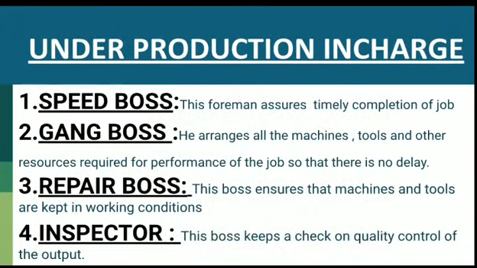Under production in charge, we have again the four bosses, the four experts. The first one is the speed boss. This foreman assures timely completion of job. Of course, how fast the job can be completed at the right time, with the given resources, at a high speed. Job in the sense how the production activity can be carried out fast and quickly is what this boss or foreman is taking care about.